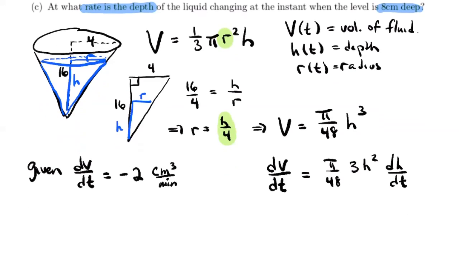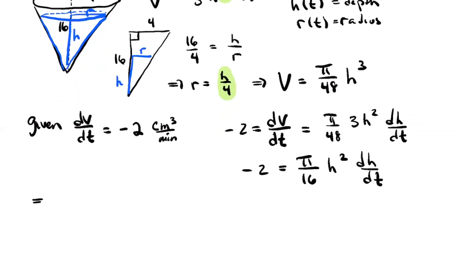So if we come over here and put that in this equation, leaving out the units, we have the equation -2 is equal to pi over 16, we'll cancel those 3's, h squared dh dt. And we were asked to solve for the change in the depth in terms of the depth, so I'm just going to solve that equation for dh dt. So what do we have to do that? Well, we have to multiply both sides by 16 over pi and divide by h squared. So we're going to get -32 over pi times h squared.